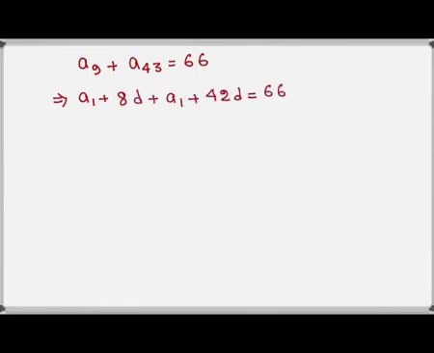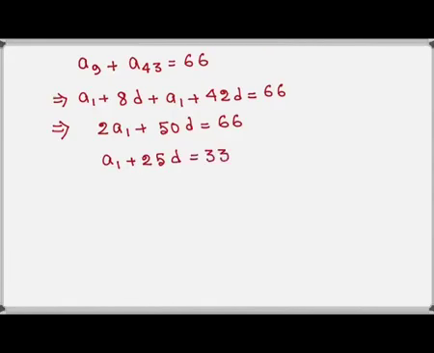Recall that we are also given a9 plus a43 is equal to 66. So therefore a1 plus 8d plus a1 plus 42d is equal to 66. That means 2a1 plus 50d is equal to 66. So we have another equation in a1 and d, which is a1 plus 25d is equal to 33.